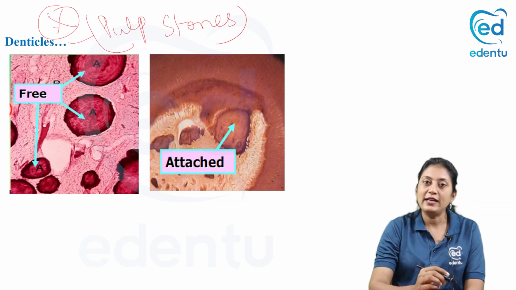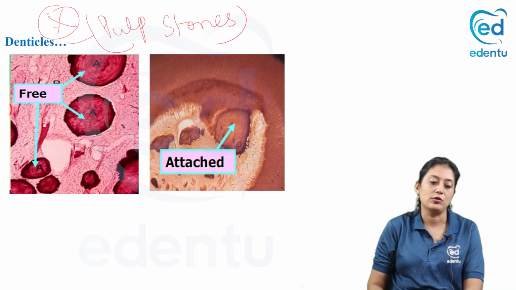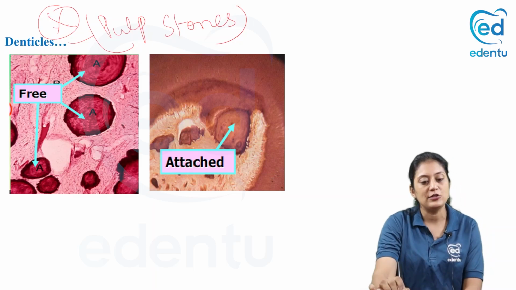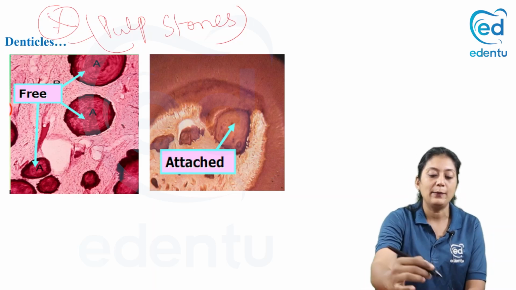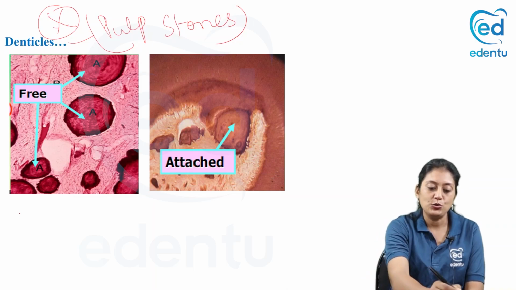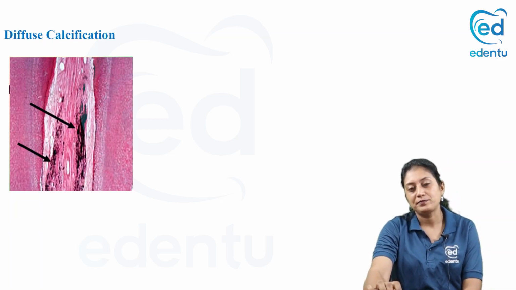One way of classifying denticles is true and false denticles. There is another way of classifying this pulp stone. What is it? Free, attached and embedded. So it is given already in the picture. Free means it is lying free in the pulp. Attached means it is partially attached to the dentin. Embedded means it is completely seen within the dentin.